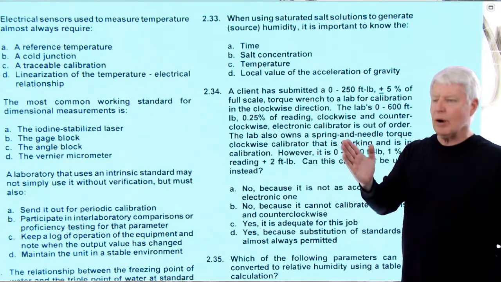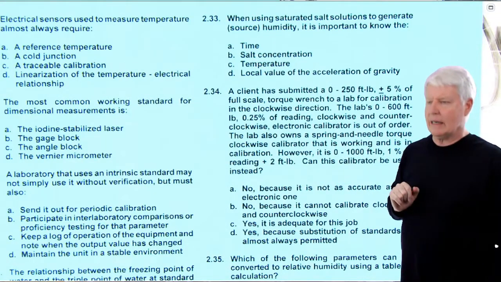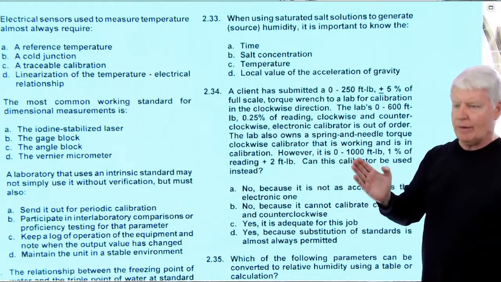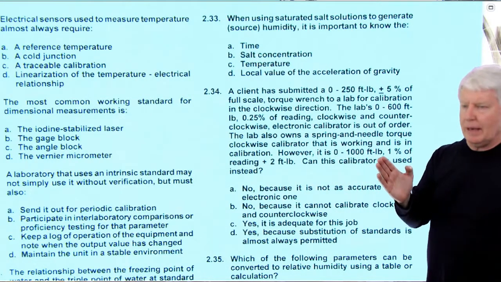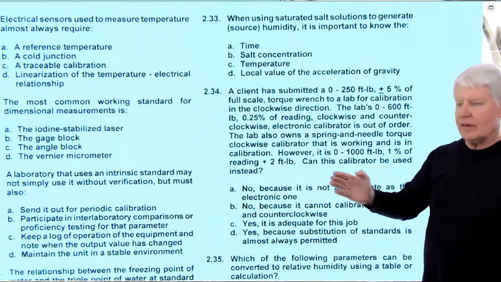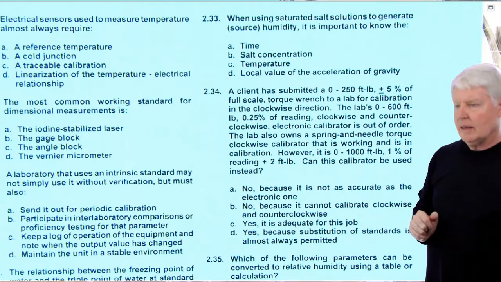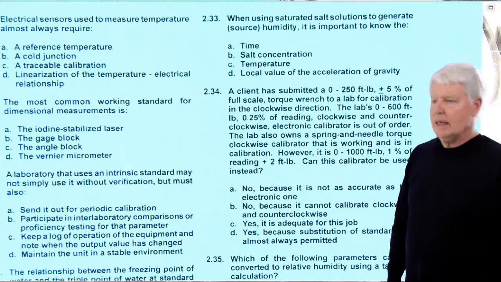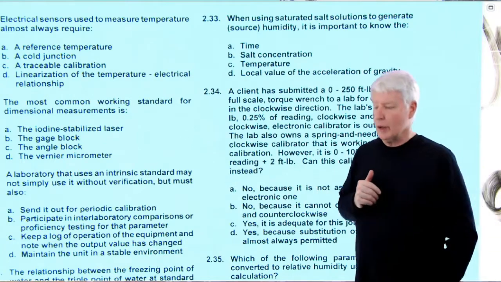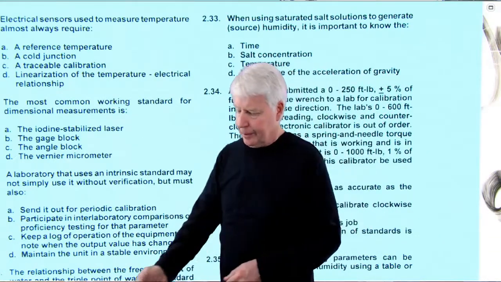The lab also owns a spring and needle torque clockwise calibrator that is working and is in calibration. However, it is 0 to 1,000 foot-pounds, 1% of reading, plus 2 foot-pounds. So can this calibrator be used instead? Okay. And this has to do with what we call TAR.